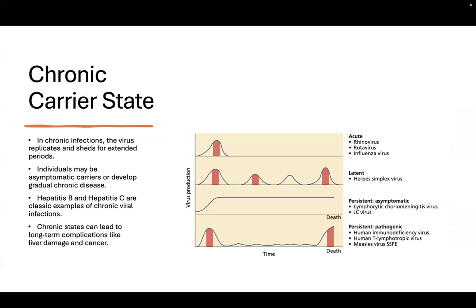So now let's talk about different types of persistent viral infections. You have the chronic state. Chronic basically means that the virus replicates and sheds for extended periods, so the virus infects and keeps producing viruses for almost a lifetime. The example for this is hepatitis B or hepatitis C. These are classical examples of chronic viral infections, and they can cause chronic diseases like liver damage or cancer, because they're constantly producing viruses, which can cause a lot of damage throughout the lifetime.